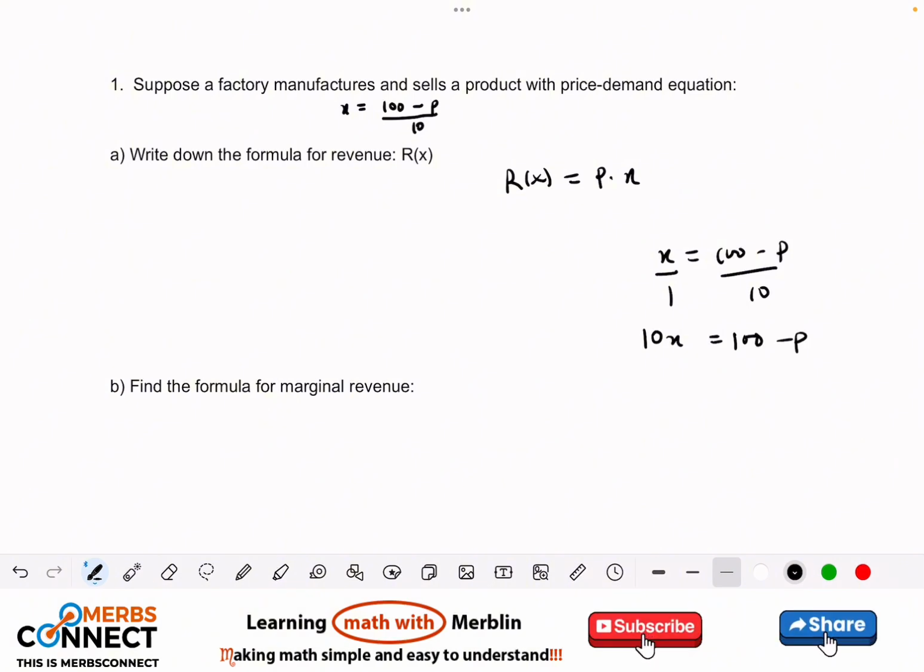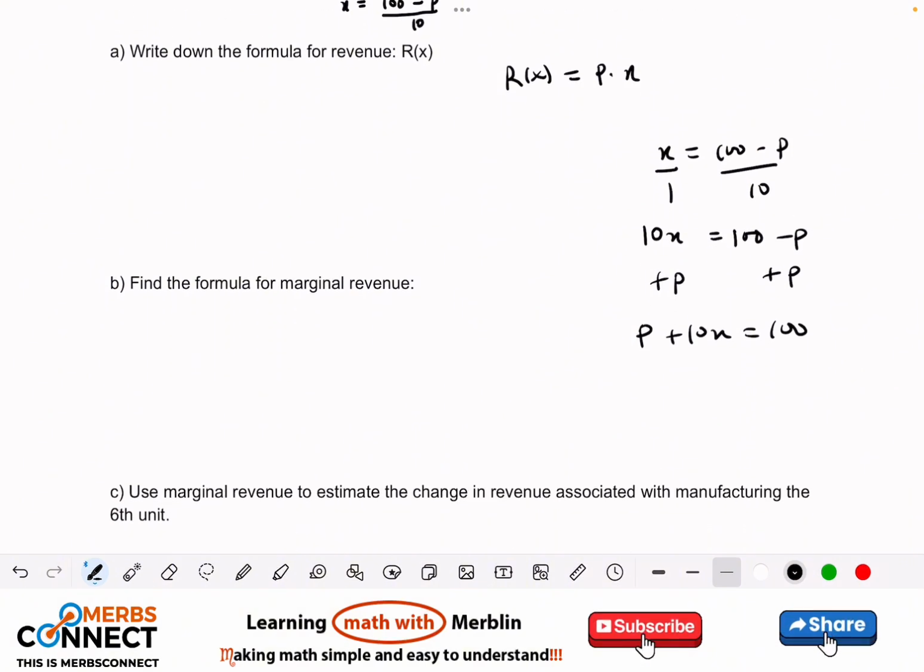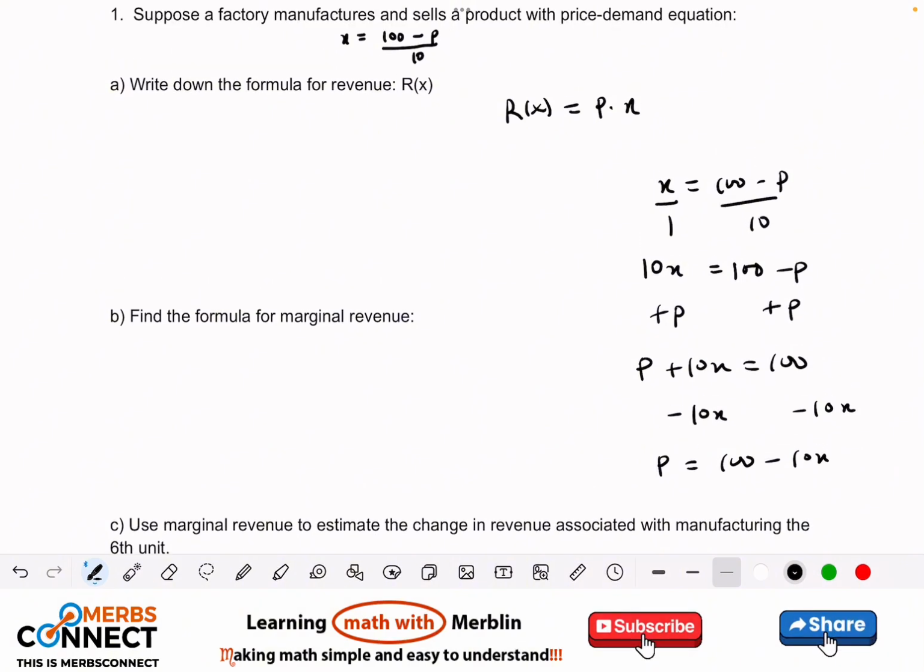So what am I going to do? I'm going to add plus P here, plus P here. So I'm going to have P plus 10X is equal to 100. Then I want to make P the subject, so I'm going to subtract 10X here, subtract 10X here, which is the same as P is equal to 100 minus 10X. But it's the same thing.